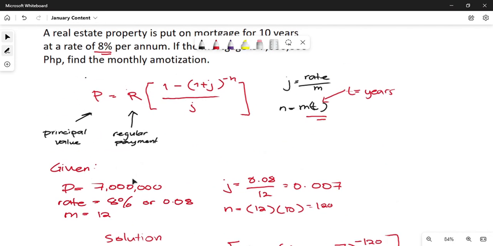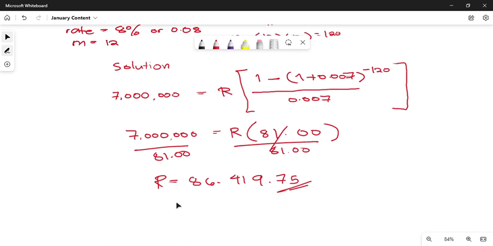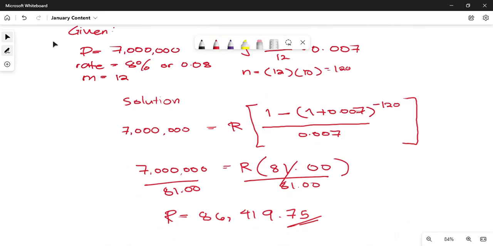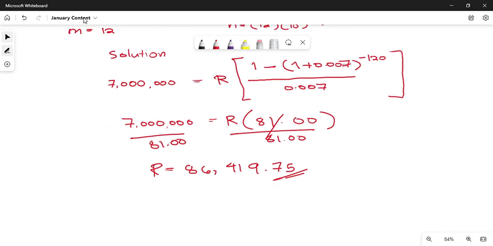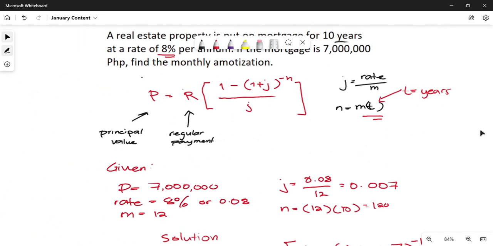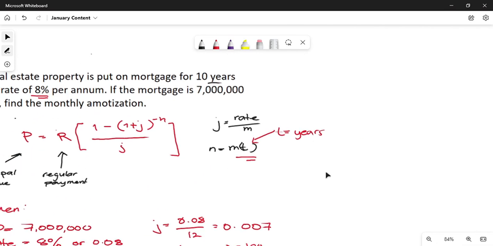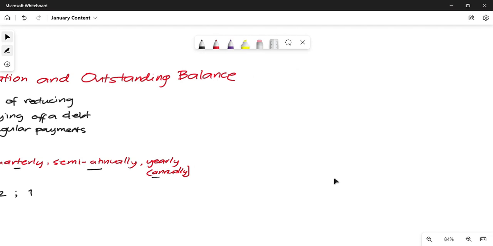So if we're asked, find the monthly amortization, the answer is this person will be paying 86,419.75 pesos per month for 10 years. Okay, so now that we have solved for the amortization, let's proceed to another example for solving an outstanding balance.